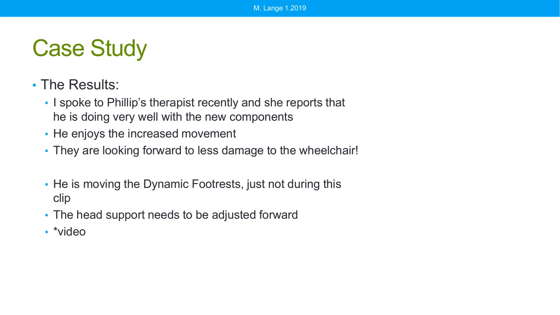Now, I spoke to Philip's therapist recently. Philip lives in Delaware, actually, and she reports that he's doing really well with these new components. He really enjoys the movement. There hasn't been any damage to the wheelchair, and they're hoping that will continue because this was a chronic problem for him. He is moving the dynamic footrest, but just not in this particular clip. And in this clip, he had just received the components, and the head support was actually a little too far behind him. They've since moved it forward, and that allows him to be in more appropriate alignment, and he is moving that as well.